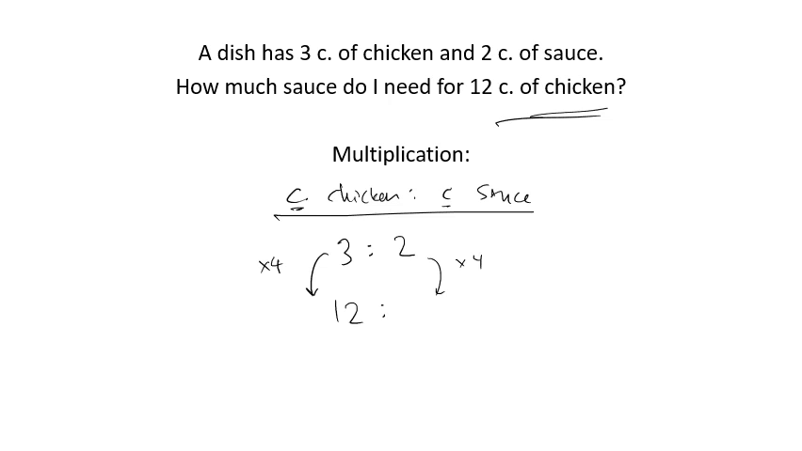Here, we're taking a little bit more insightful approach. I just want to multiply one time, and I want to multiply by the number that's going to get me to where I need to be. So what do I need to multiply 3 by to get to the 12? And in this case, it's 4. And so if I multiply this side, the chicken, by 4, then I have to keep this in a constant ratio. The sauce also needs to be multiplied by 4, and so I have 8 cups of sauce.